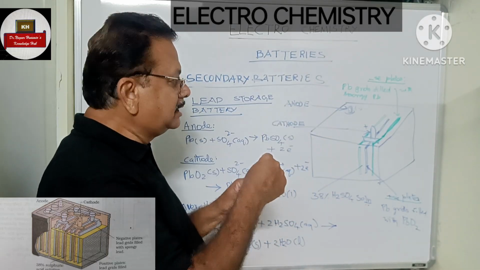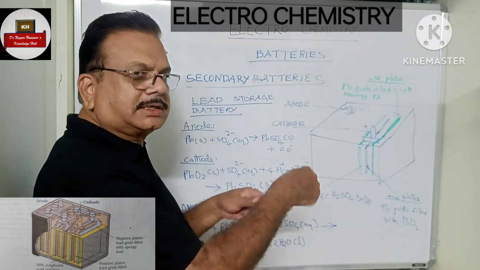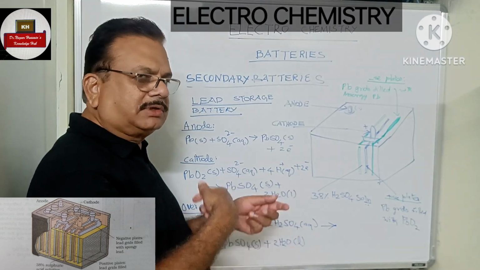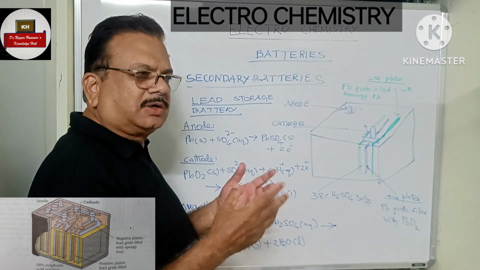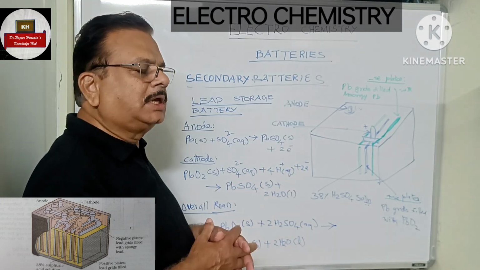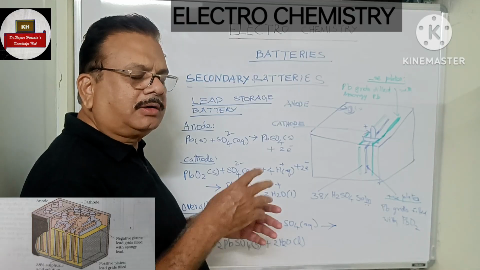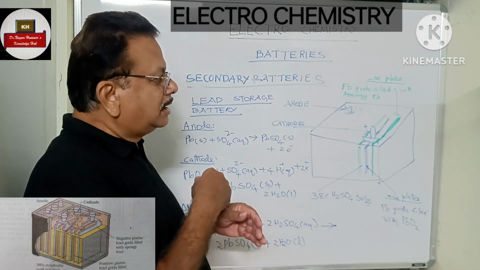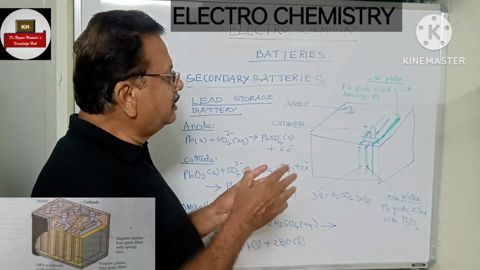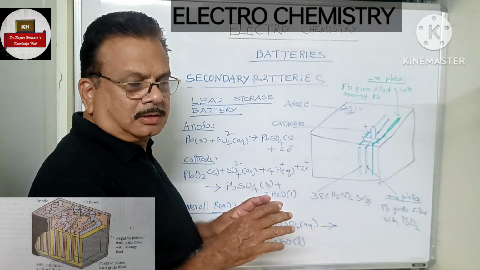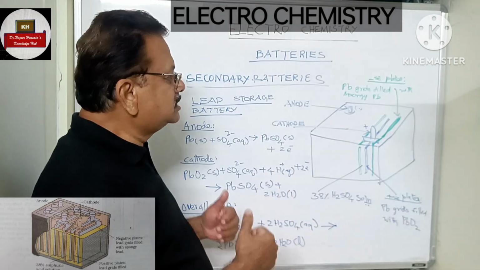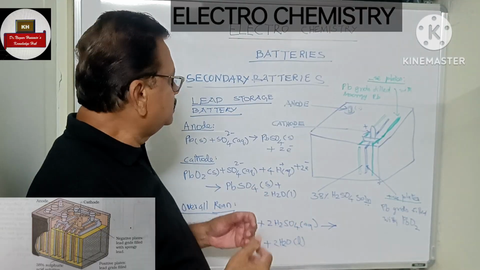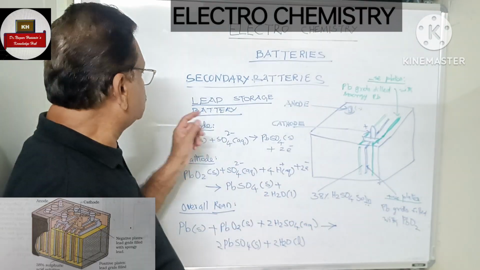Once that is connected, then even if it is discharged, it will start working. But if it is totally dead, we have two options: either replace it with a new battery, or we go to the service center and give it to them, and they will reverse the current supply and make it work. Then you can start drawing the current. So this is the benefit of the lead storage battery.